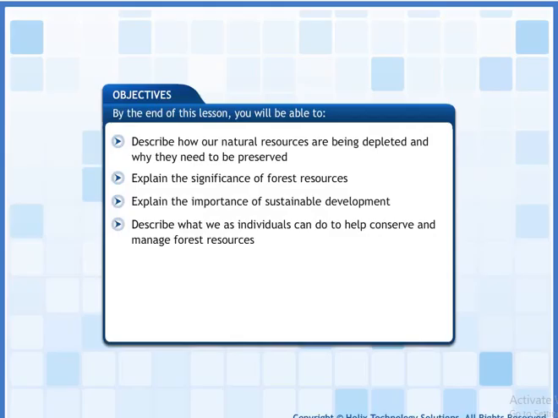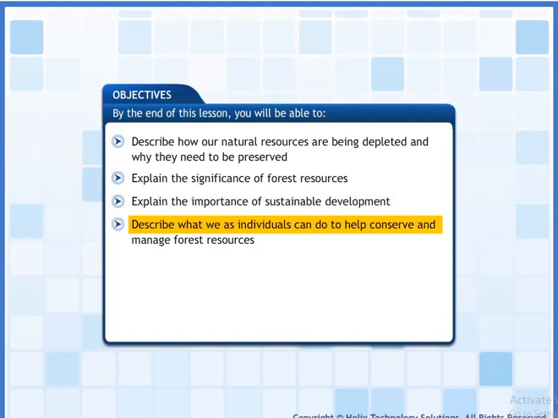In this lesson, we're going to look at some natural resources, particularly forest resources, and figure out why they're important to sustain. By the end of this lesson, you will be able to describe how our natural resources are being depleted and why they need to be preserved, explain the significance of forest resources, explain the importance of sustainable development, and describe what we as individuals can do to help conserve and manage forest resources.